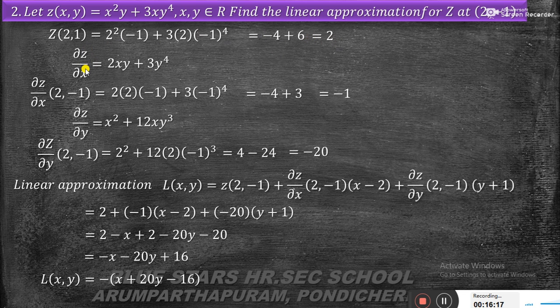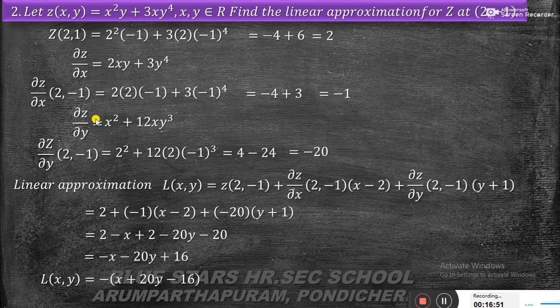Therefore ∂z/∂x: I differentiate with respect to x. So the derivative of x squared is 2x, so 2x into y plus 3y to the power 4 into the derivative of x, which is 1. Next, ∂z/∂x at the point 2 comma minus 1. I substitute x equals 2, y equals minus 1: 2 into 2 into minus 1 plus 3 into minus 1 to the power 4. 2 twos are 4, minus 4 plus 3, so equals minus 1.